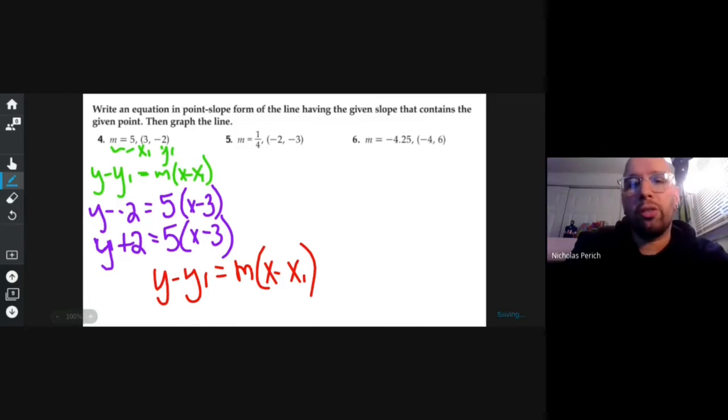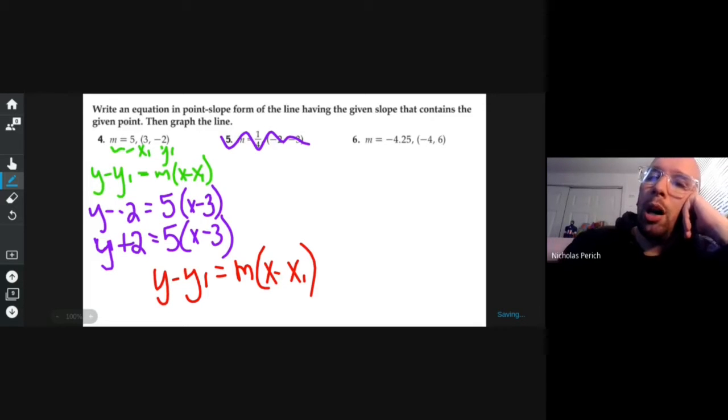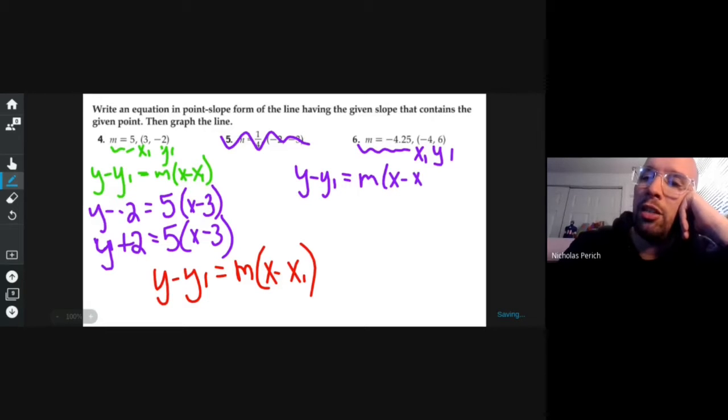Let's do 6. Let's skip 5 because these are all the same type of problem. Oh, look, there's my slope. No. Oh, look, there's my y sub 1. Oh, look, there's my y sub 2. Y minus y sub 1 equals m times the parentheses x minus x sub 1.